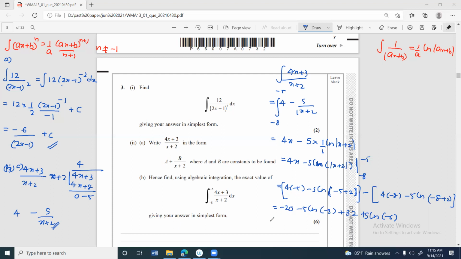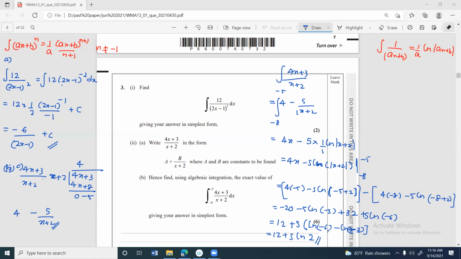Then I can simplify here. 32 minus 20 is 12. Minus 5, if you take 5 out, turns into ln minus 6 minus ln minus 3. That's what I mentioned. Nothing to panic, you just work it out and see. 12 plus 5 ln minus 6 divided by minus ln minus 3. With this subtraction of logs becoming a division, the fact here is that ln minus 6 divided by ln minus 3 turns into ln 2.